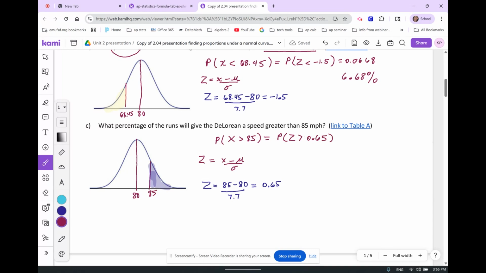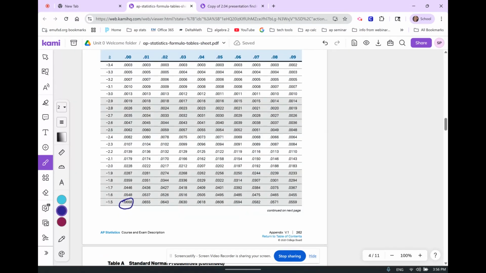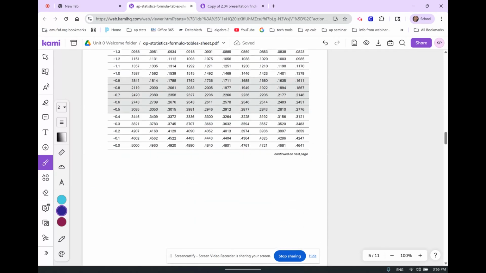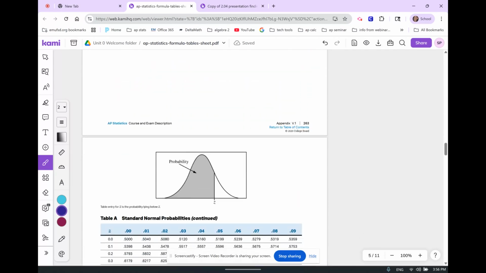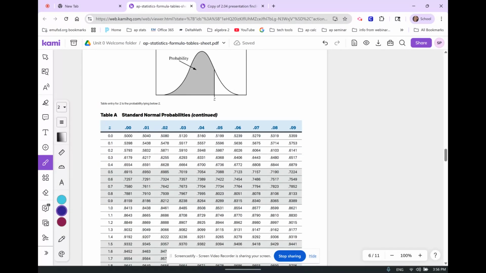Okay, so we go to our table and we're going to scroll to where we see positive 0.65. So now we're going to look across. So we go 0.6 and look at the top headings, and we see 0.65. So whoa, I went too far here.